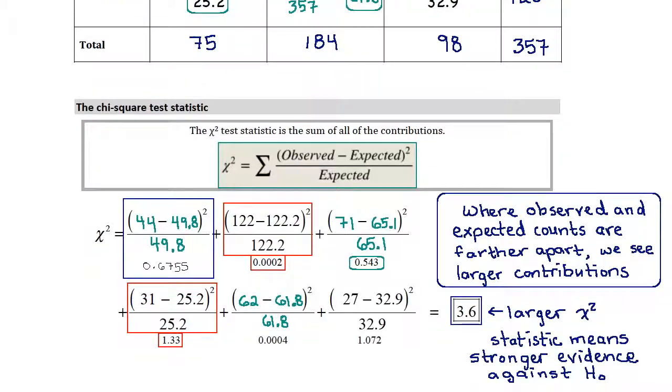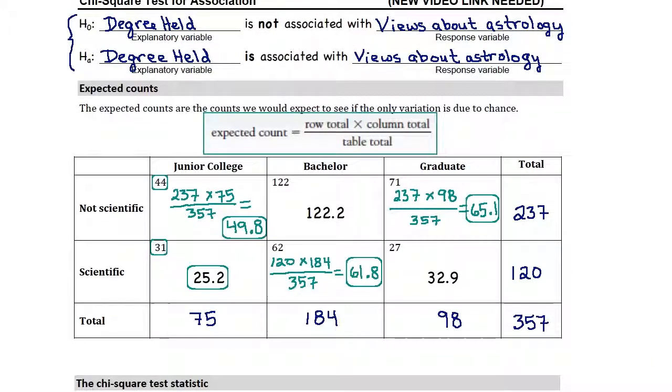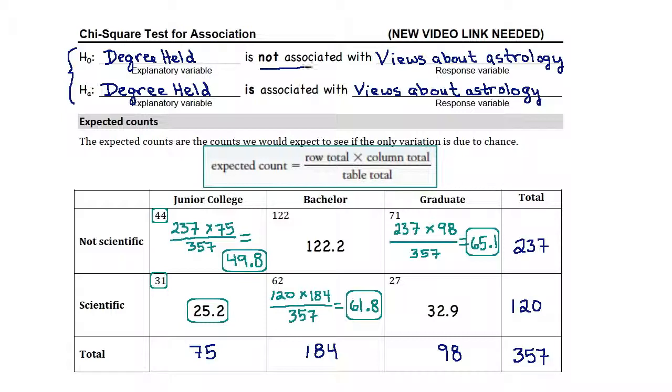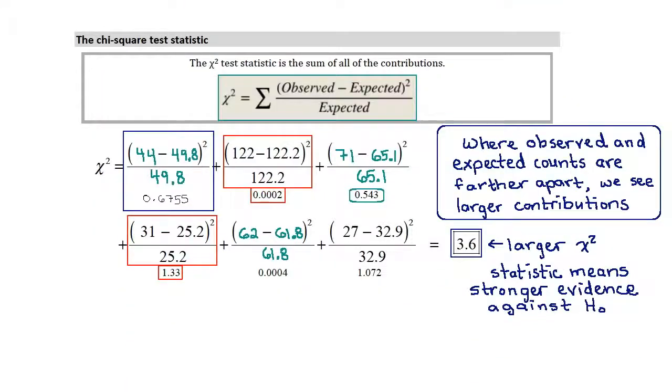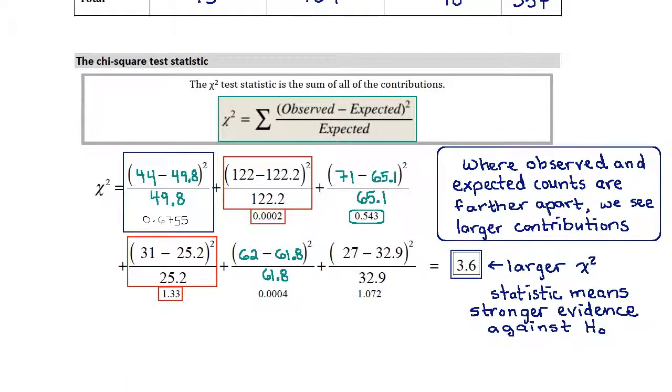So this all makes sense because, again, we remember that our null hypothesis is that there is no association between the degree held and the views about astrology. Our expected counts are what we would expect these numbers to be if there is no association, and we see larger contributions to chi-square when the observed and expected counts are farther apart from each other. Since that's true for each contribution, it holds true for the whole chi-square statistic as well, that the farther apart these are in general, the larger the chi-square test statistic we're going to see.